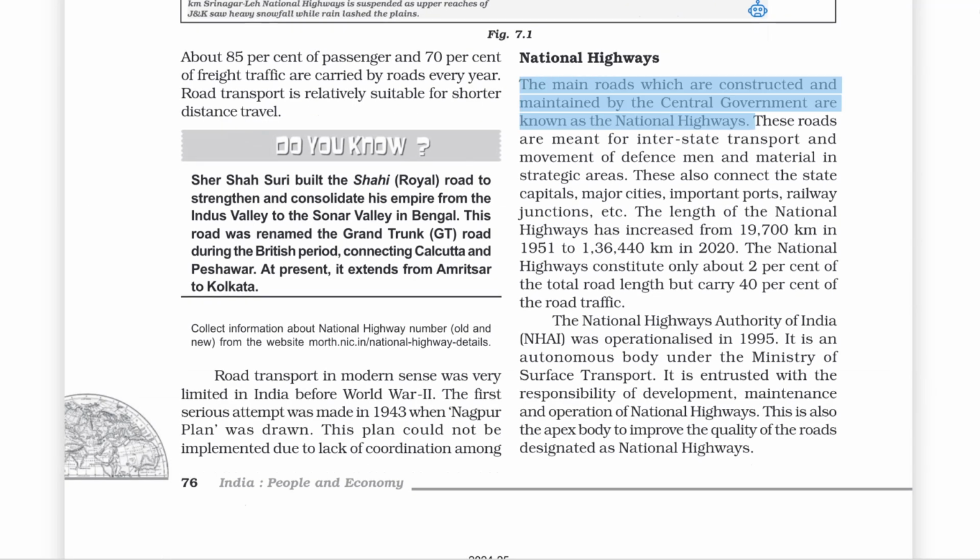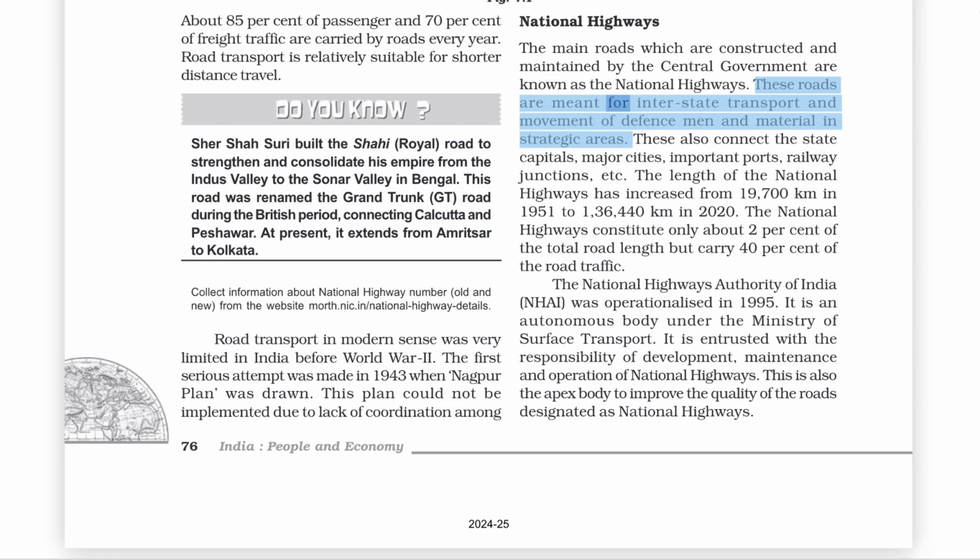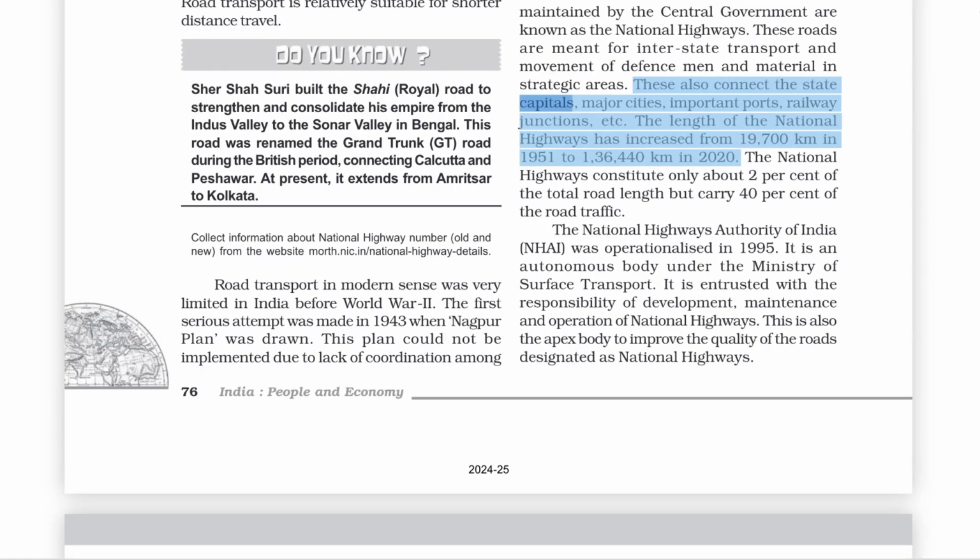National highways. The main roads which are constructed and maintained by the central government are known as the national highways. These roads are meant for inter-state transport and movement of defense men and material in strategic areas. These also connect the state capitals, major cities, important ports, railway junctions, etc.